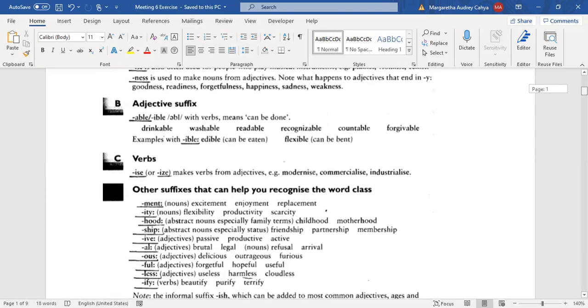Adjective suffix. Able with verb meaning can be done. Oh yeah, this is the one that we just discussed from the video, right? Able from verb, and drinkable, washable, readable, recognizable, countable, forgivable.